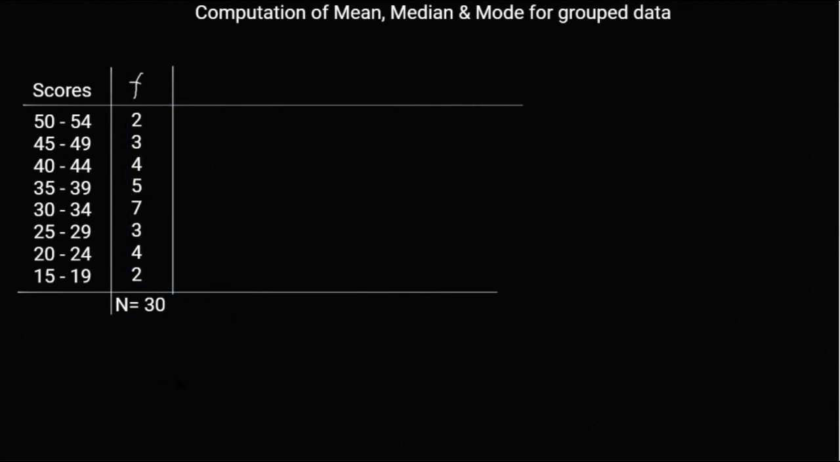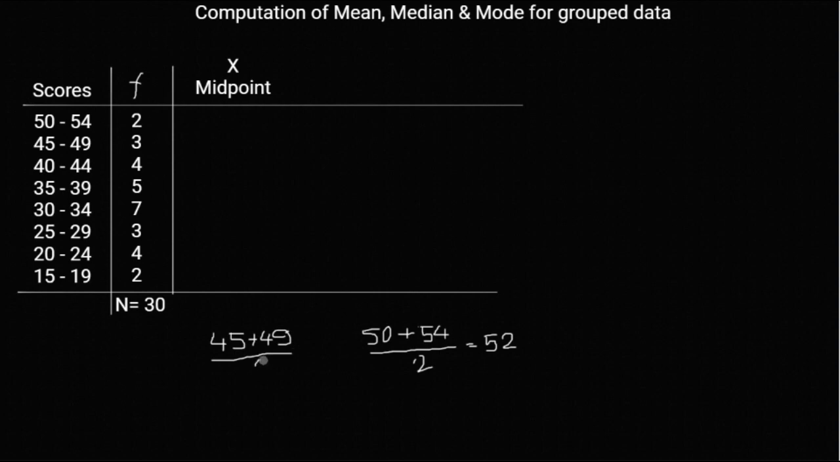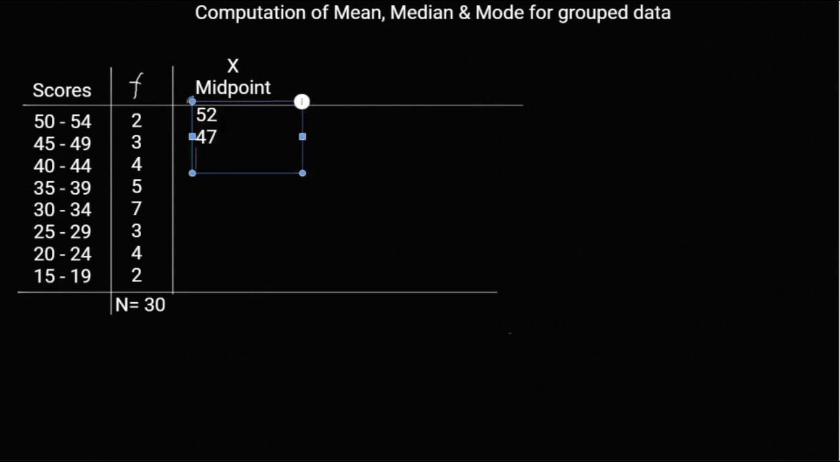Okay, so next we are going to calculate the capital X. Capital X represents the midpoint of the score. The rule to calculate the midpoint is (UL plus LL) divided by 2. That means (50 plus 54) divided by 2 is 52. And similarly (45 plus 49) divided by 2 is 47. So the midpoints are 52, 47, 42, 37, 32, 27, 22 and 17.